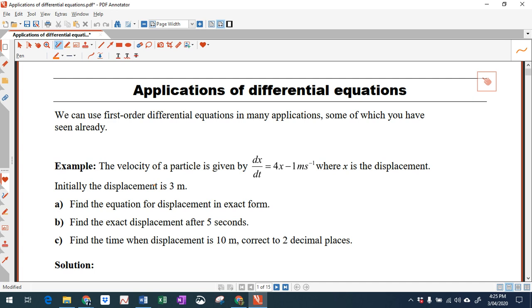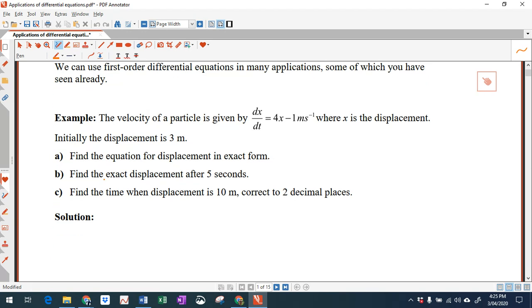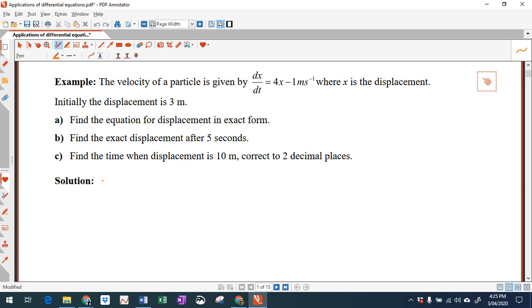Okay, so we're looking at applications of differential equations. We're going to look at our first example. We're given the velocity of a particle, dx/dt, where x is the displacement, and we're told initially the displacement is 3 meters. So we've got to find the equation for displacement in exact form.